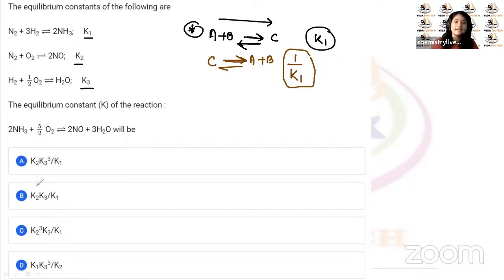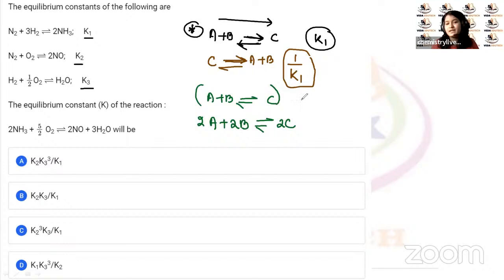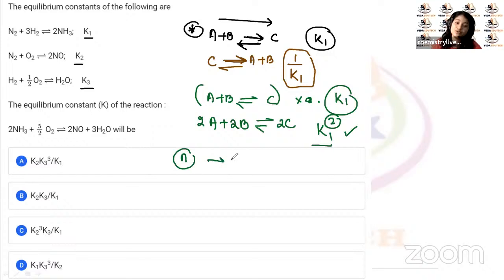Now let us look at the second concept, what it is going to say. Suppose A plus B gives rise to C. Now what do I do? I write 2A plus 2B gives rise to 2C. So what I did is I multiplied the above reaction with 2. This is the same reaction, and suppose K1 is the equilibrium constant. So here the equilibrium constant is going to be K1 square. So if you multiply it with n, your new equilibrium constant is going to be K to the power n.